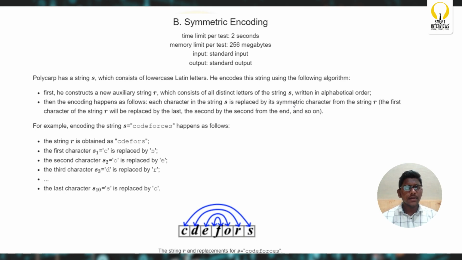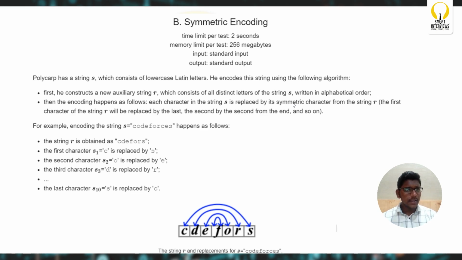Now we'll look at the second one, symmetric encoding. So Polycarp has a string S which consists of lowercase Latin letters. He encodes the string using the following algorithm. First, he constructs a new auxiliary string R, which consists of all distinct letters of the string S written in alphabetical order. So whenever you are given an input S, all we have to do is just pick the distinct letters of it, and that too in alphabetical order.